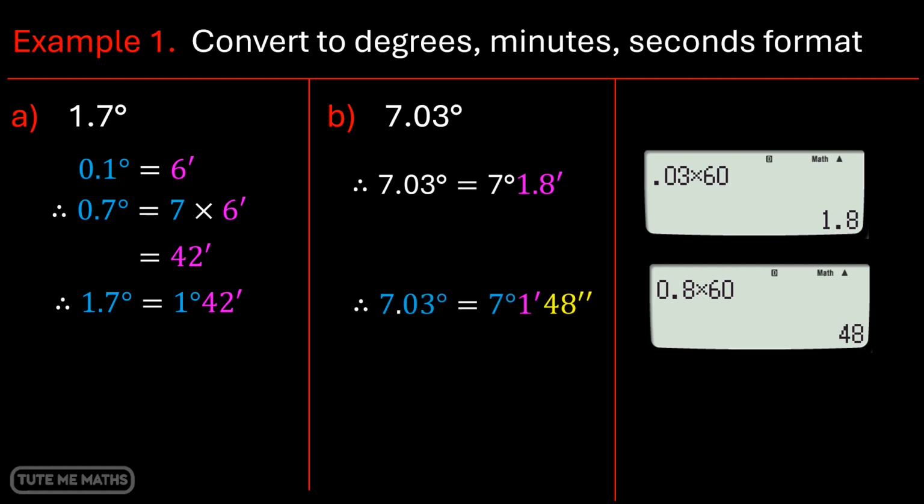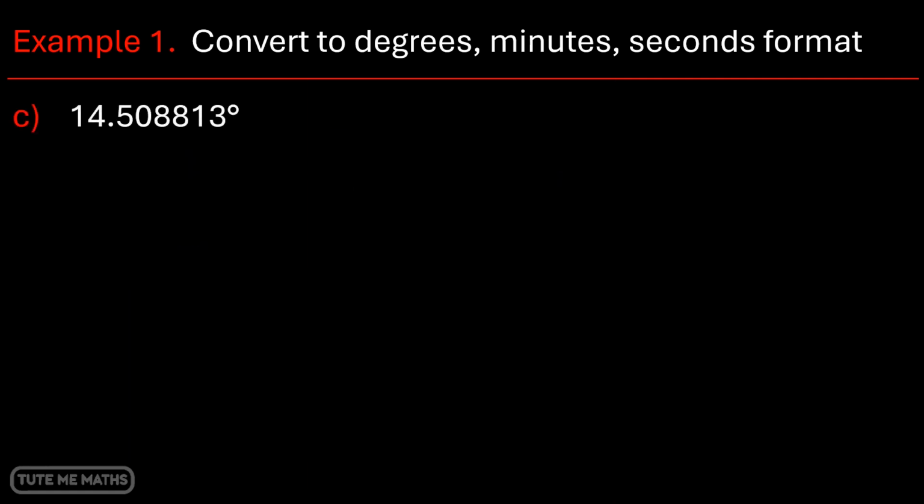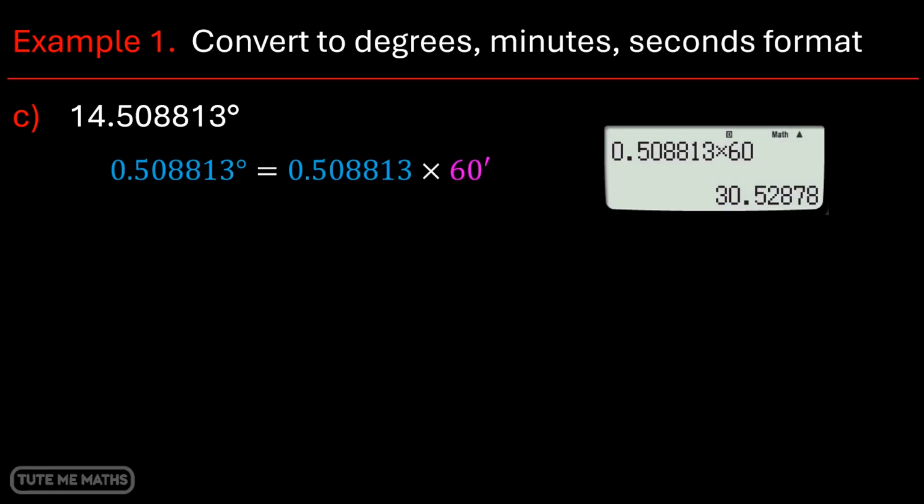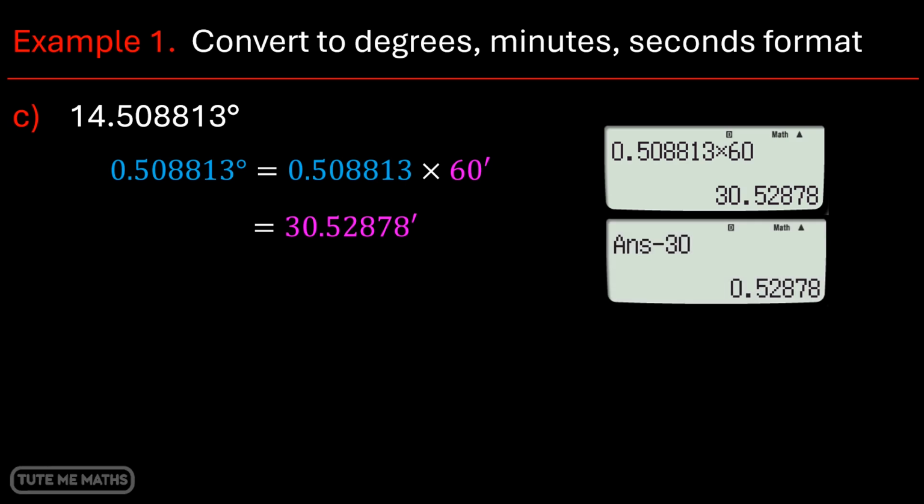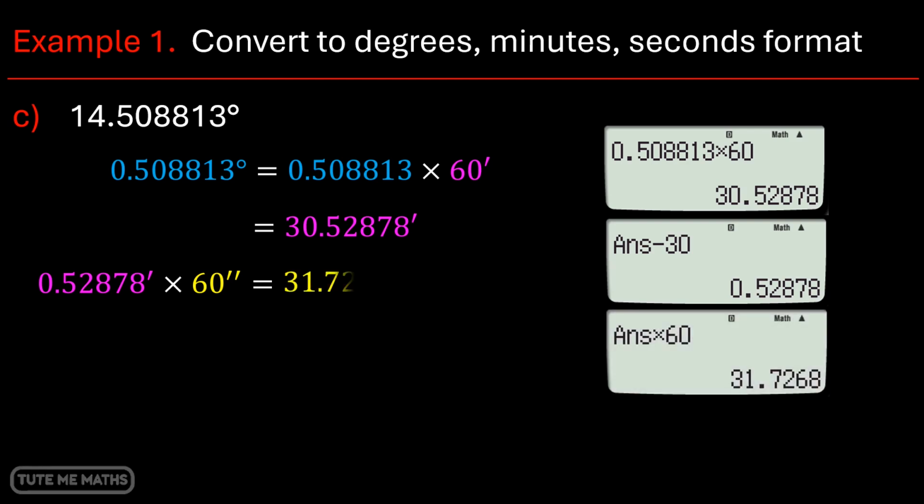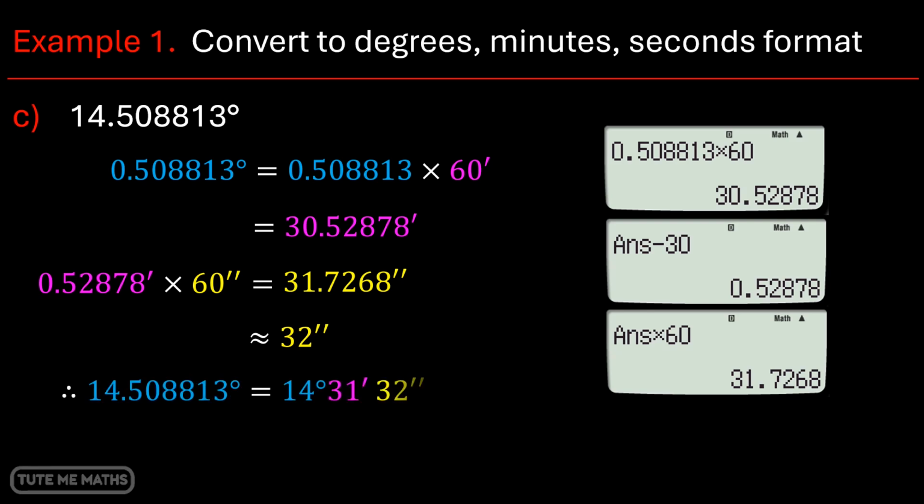You can do this no matter how difficult the decimal value, such as this one. Pause and try it for yourself if you like. The calculator tells us that 0.508813 multiplied by 60 gives us 30.5278 minutes. Subtract the 30 and press equals, so now we can multiply the remaining decimal part by 60 again to find that we have 31.7268 seconds, which can be rounded to 32 seconds to the nearest second.